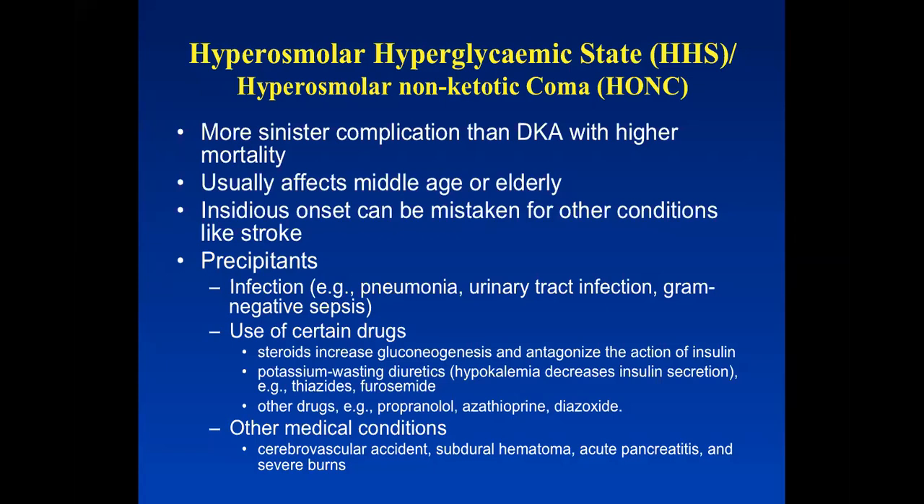Again, the precipitants are like infections, okay, use of certain drugs, and some other medical conditions, actually stroke, cerebrovascular accidents, subdural hematomas, other infections, inflammatory conditions can precipitate this hyperosmolar hyperglycemic state in a patient with diabetes.